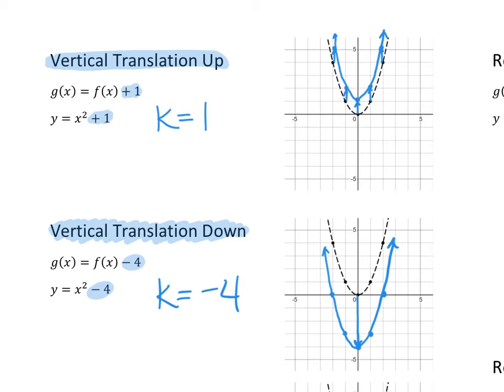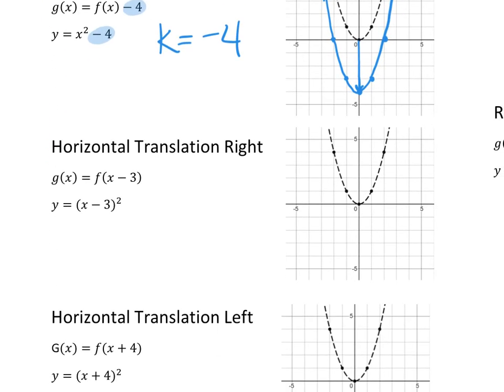So vertical is up and down, up is positive, down is negative. Makes a lot of sense. Then we get to the horizontal transformations.